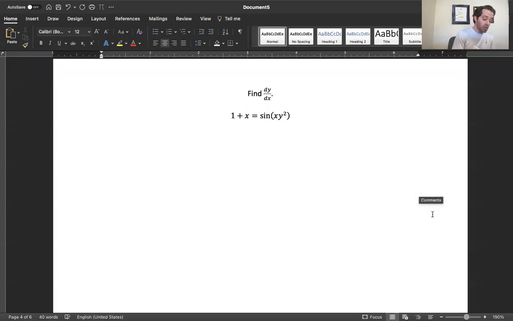All right, let's see if we can get this one done too. Find dy dx, and then we've got an equation that we really cannot hope to solve for y. When you see something like this, it is implicit differentiation. So you begin by taking a derivative of both sides. Y prime will pop up because of the chain rule, bink, and then you're going to solve for that. So take the derivative of both sides.